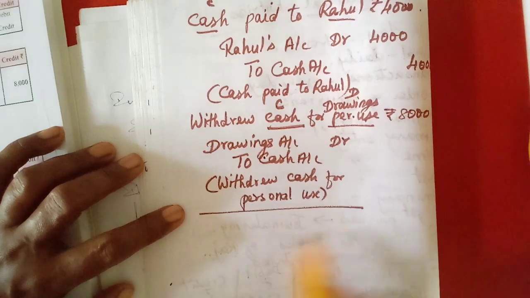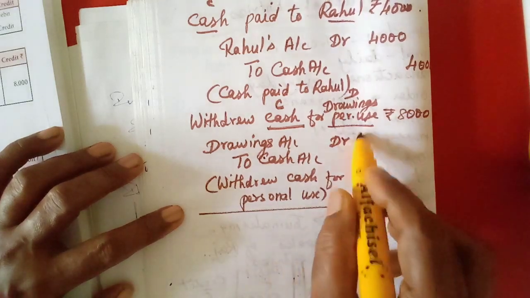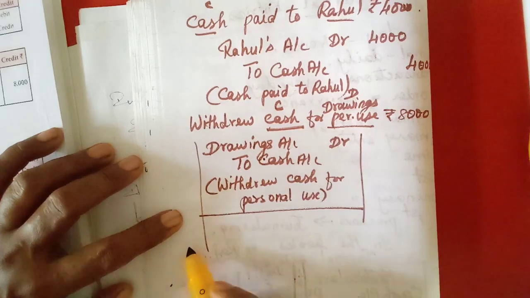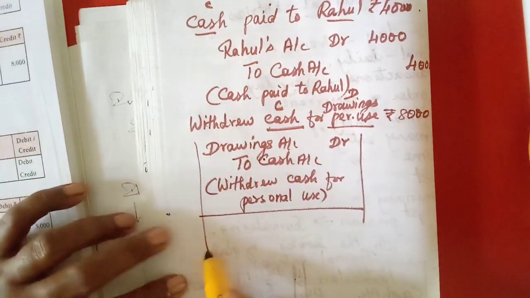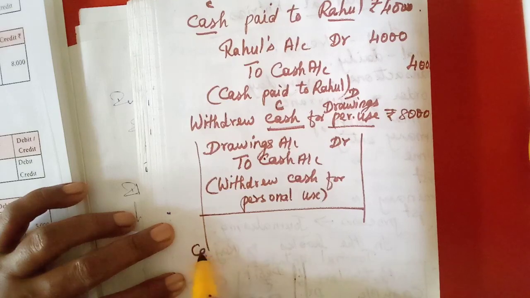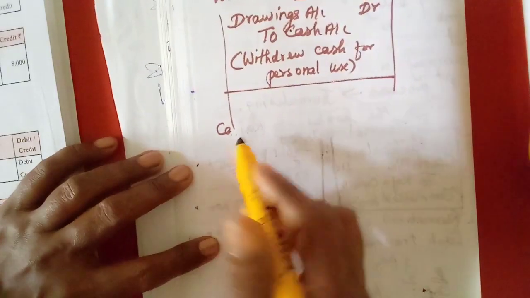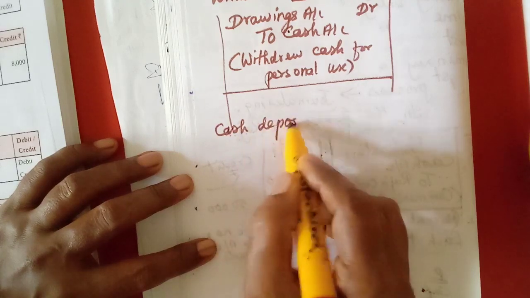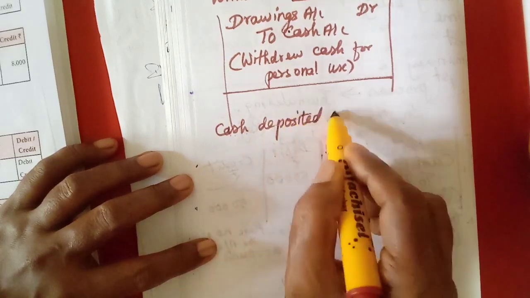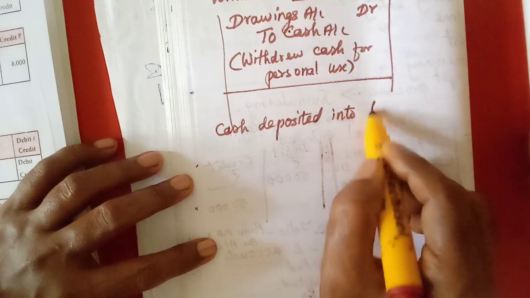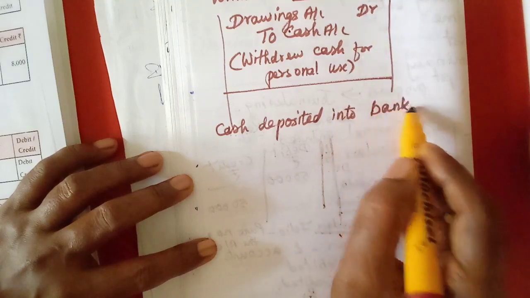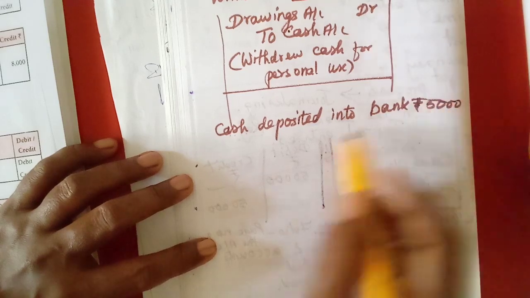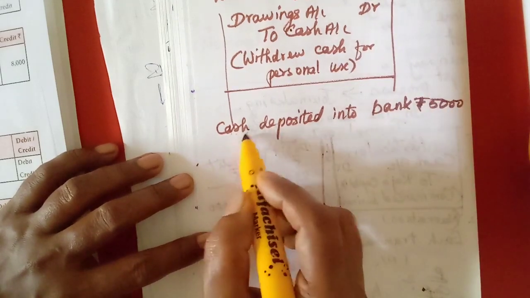Then one line you have to draw. Only in the particulars column; in the date column and all, you should not draw. Then next item, cash deposited into bank, rupees 5,000.